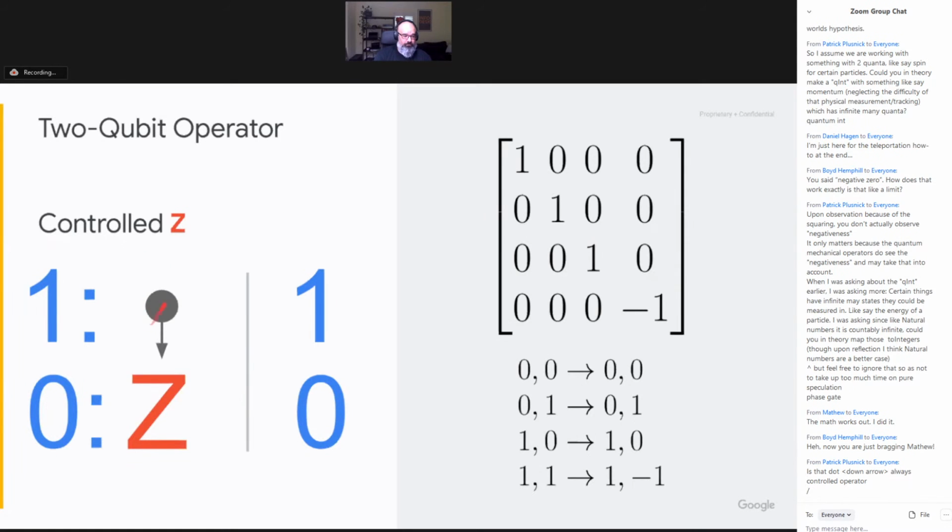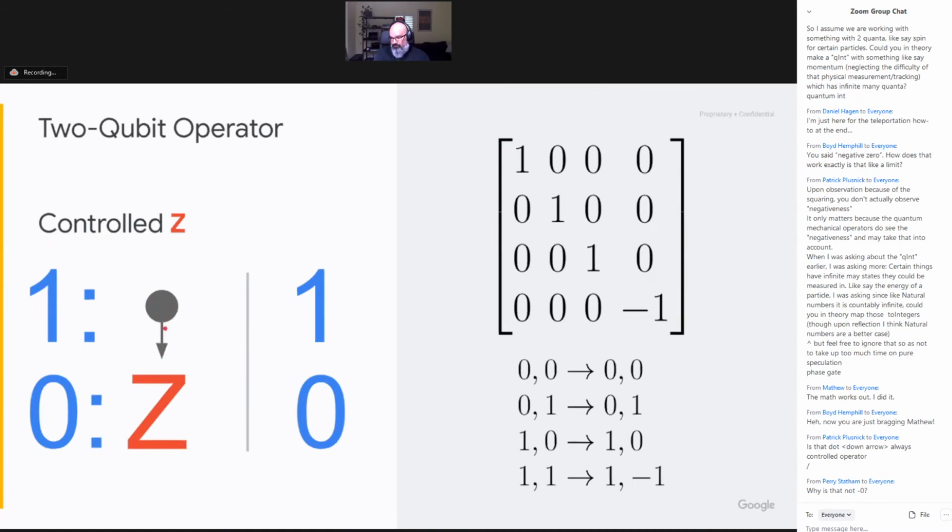The question is, is that dot down arrow always the controlled operator? Yes, this is a common picture. So when you take this information and go on your own quantum journey, learning this, you're going to run into pictures showing the circuit. And this is the agreed upon way of showing the circuit for quantum. This dot represents a control where if I'm 1, I do the thing. If I'm 0, I pass on the thing.